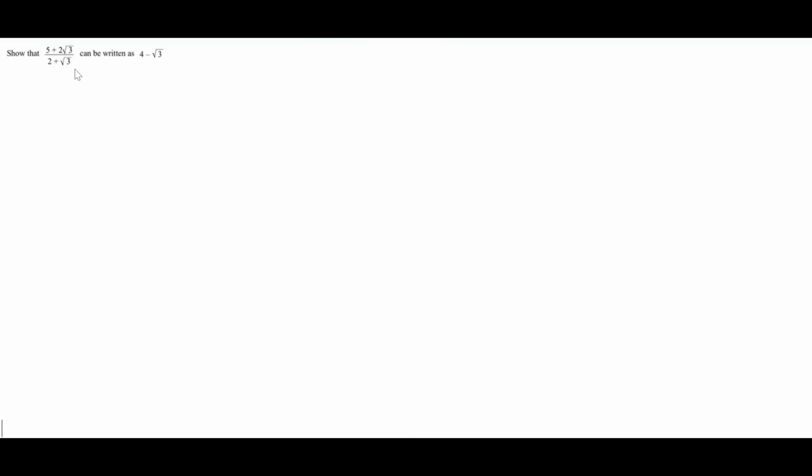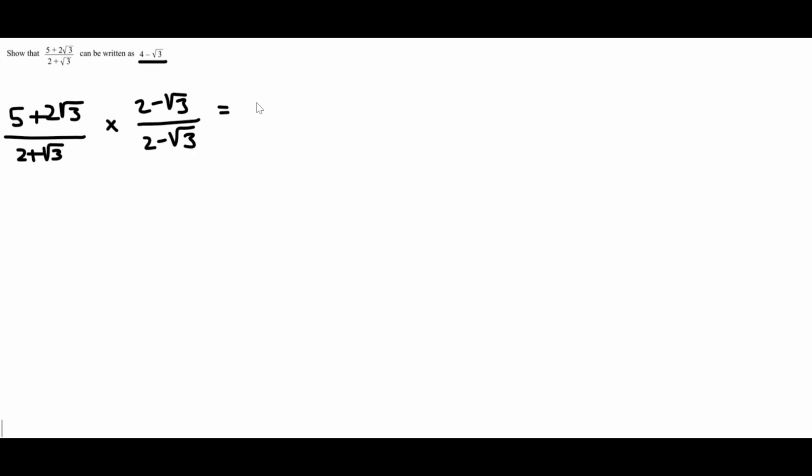I've got a question here. Show that 5 plus 2 root 3 over 2 plus root 3 can be written as 4 minus root 3. Now, it's a fraction that has a surd at the denominator, but there is a plus sign as well. So we know that if we want to rationalize this, we're going to have to multiply by the denominator, but we're going to change this sign. So that will give us 2 minus root 3 over 2 minus root 3.